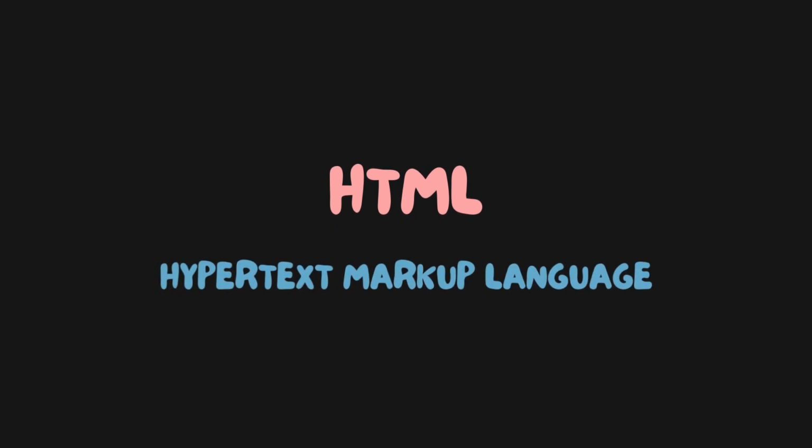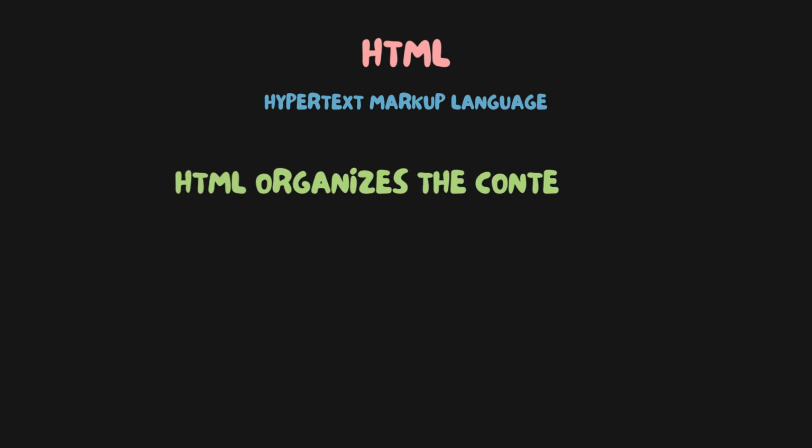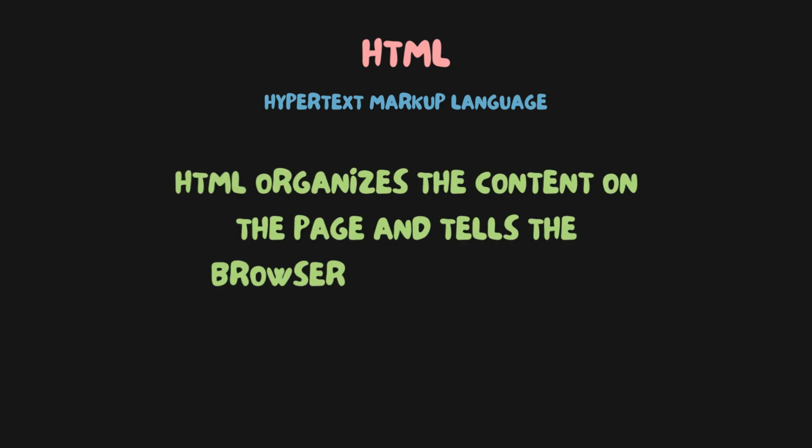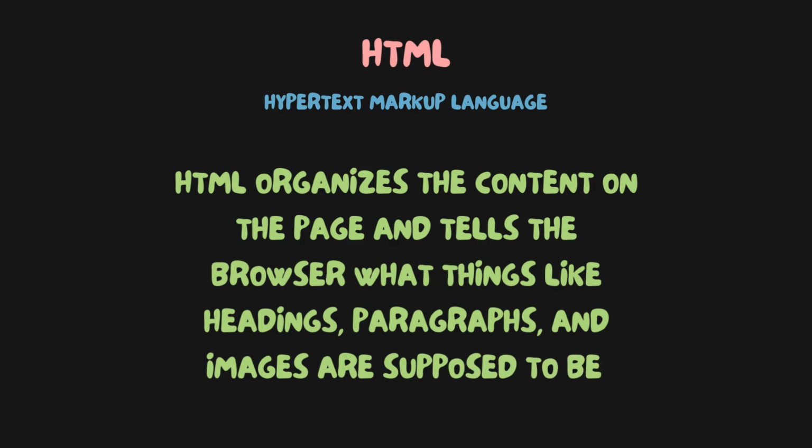Alright, now that you got VS Code set up, let's talk about HTML. HTML stands for Hypertext Markup Language. That's a bit of a mouthful, right? But it's not as complicated as it sounds. HTML is the skeleton of a web page. It's not responsible for colors, fonts, or layouts. That's CSS. Instead, HTML organizes the content on the page and tells the browser what things like headings, paragraphs, and images are supposed to be.